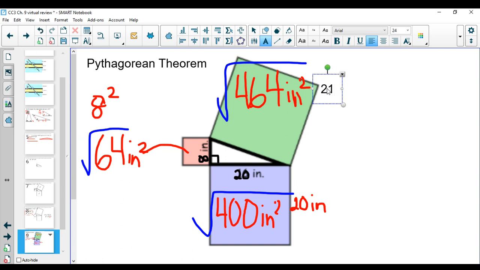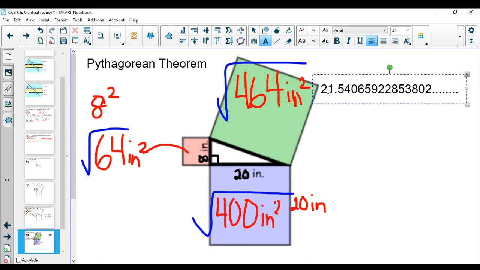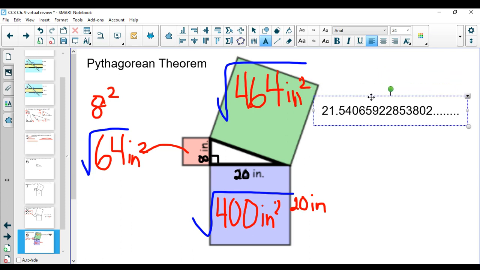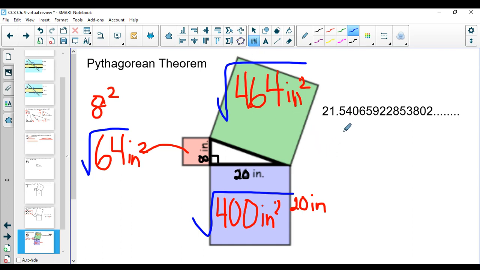I get the number 21.54065922853802. It's going to go on forever and ever and ever. So we will always tell you, what should you round it to? We've been telling you to round to the nearest tenth. So that means we want to know, is this closer to 21.5? Or, because it's actually more than that, should we round to 21.5 or 21.6?